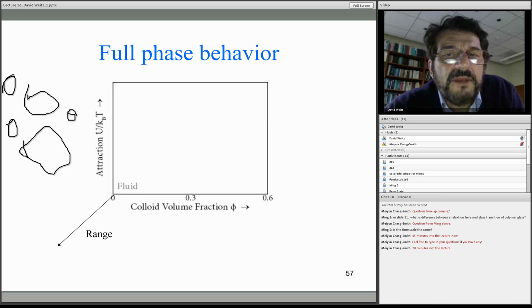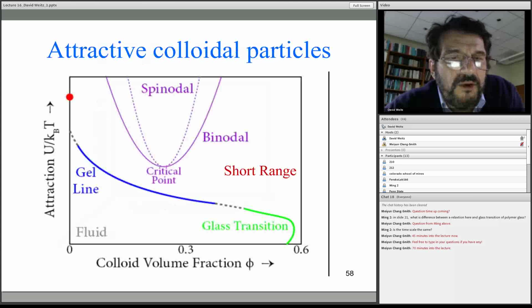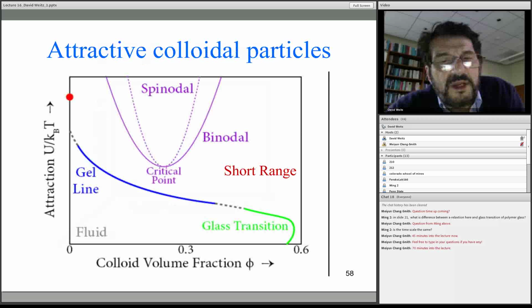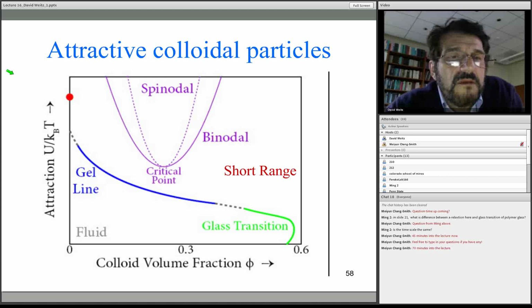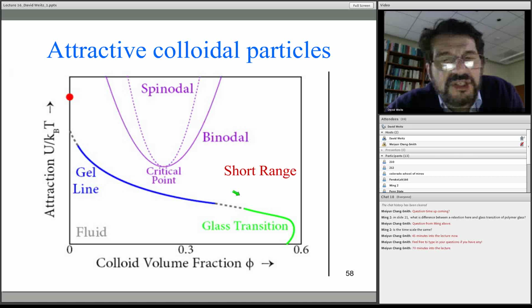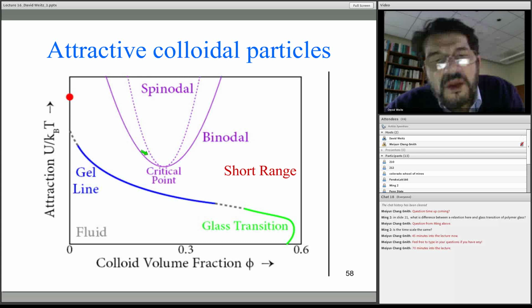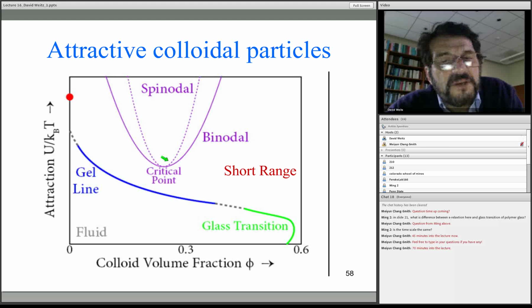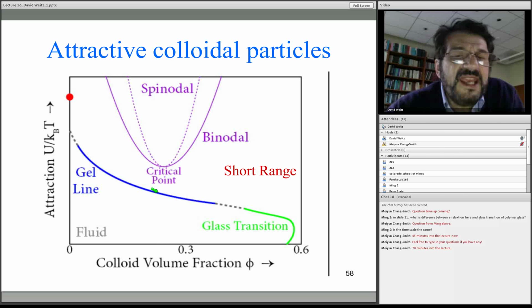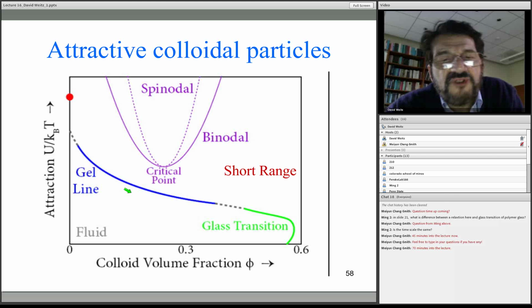So now let me look at what happens. Imagine we have this same interaction. This is the gel line, this phase transition, but whenever you have some attractive interaction, there's a possibility of having some spinodal decomposition. Typically, for a short-range interaction, this spinodal decomposition is hidden. You form a solid structure before you can actually see the spinodal decomposition.